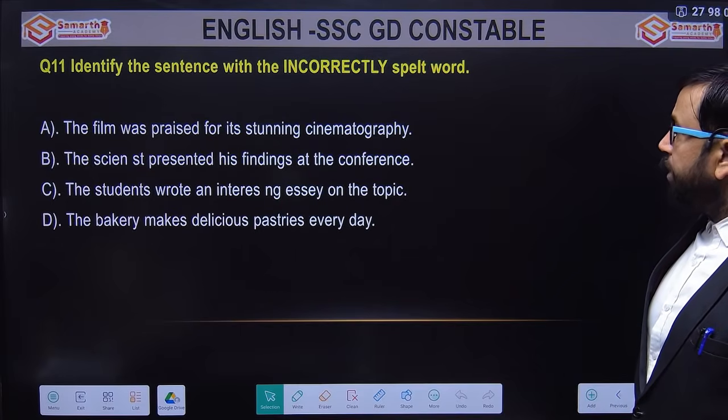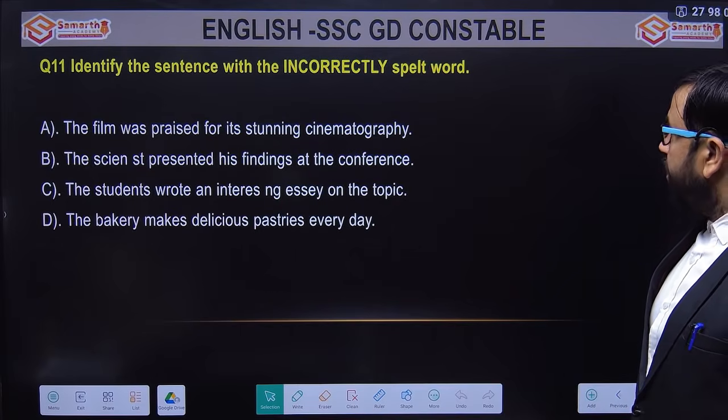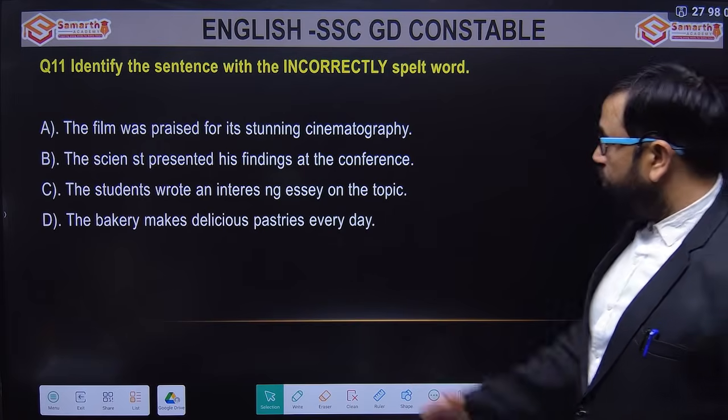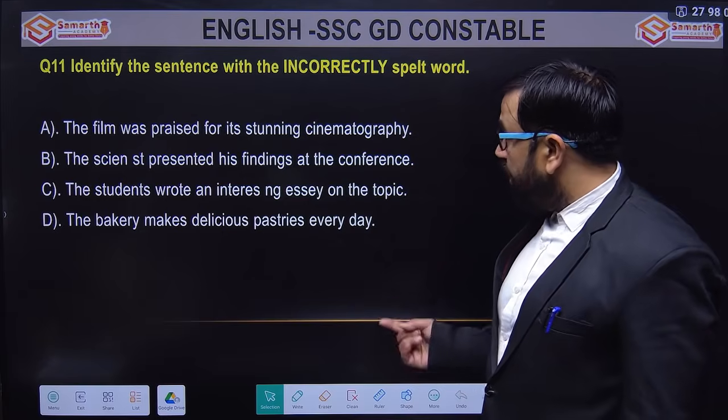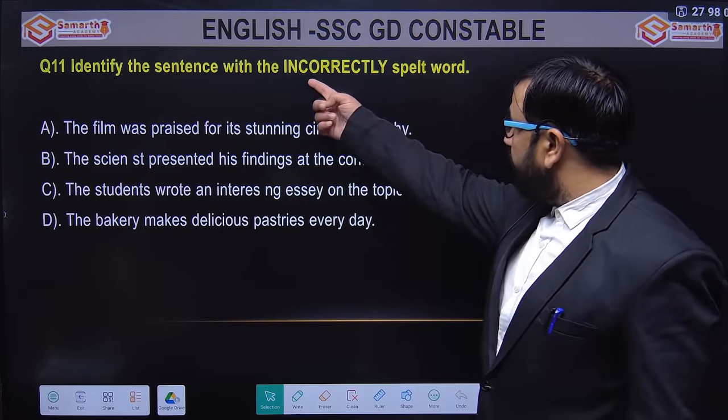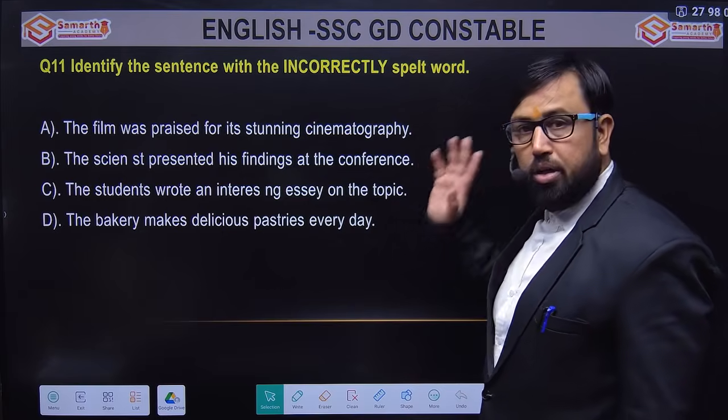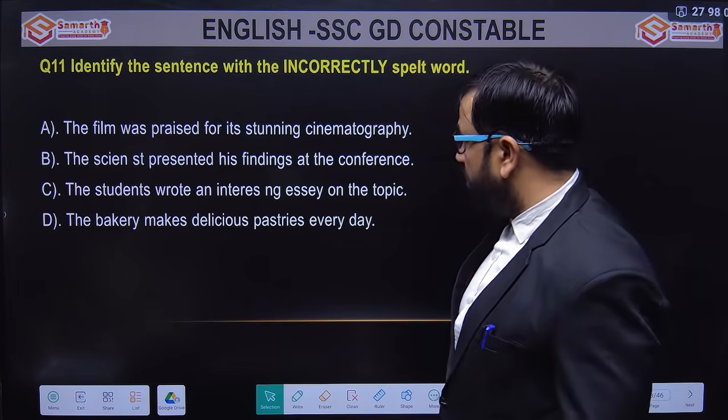Identify the sentence with the incorrectly spelled word. So we have been given 4 sentences, and out of these 4 sentences, there is one sentence which contains an incorrectly spelled word. So let's see all these sentences one by one.